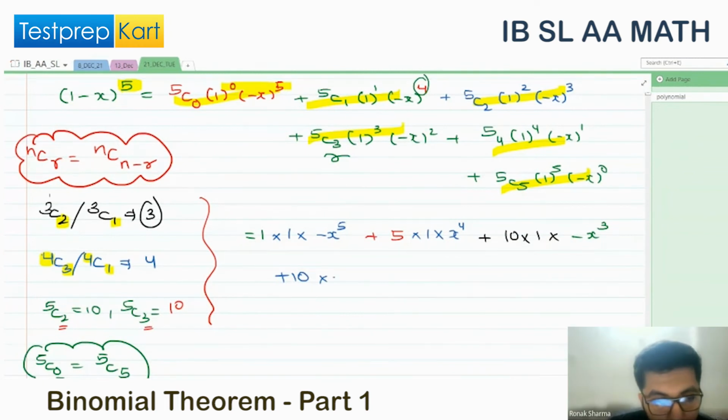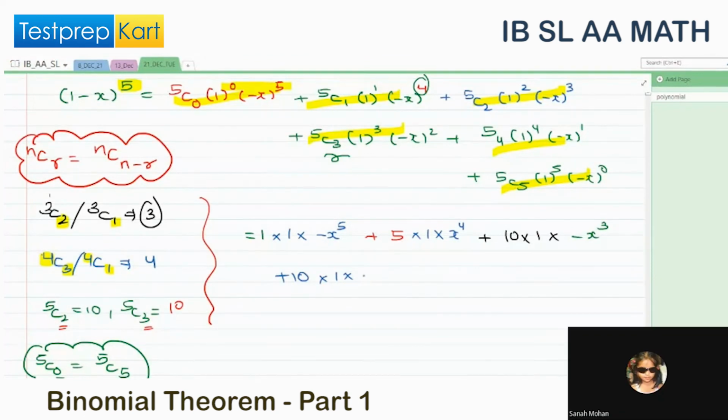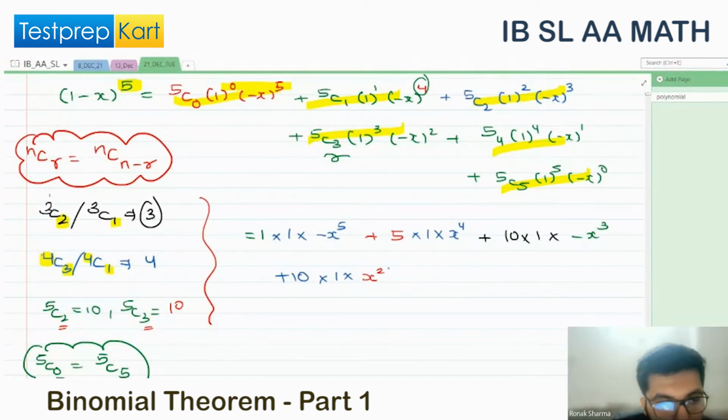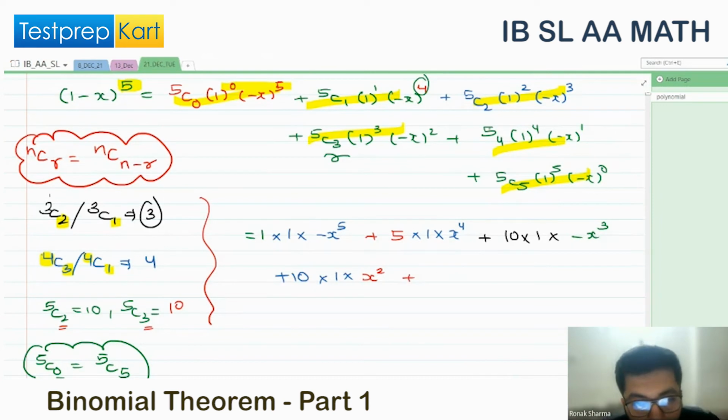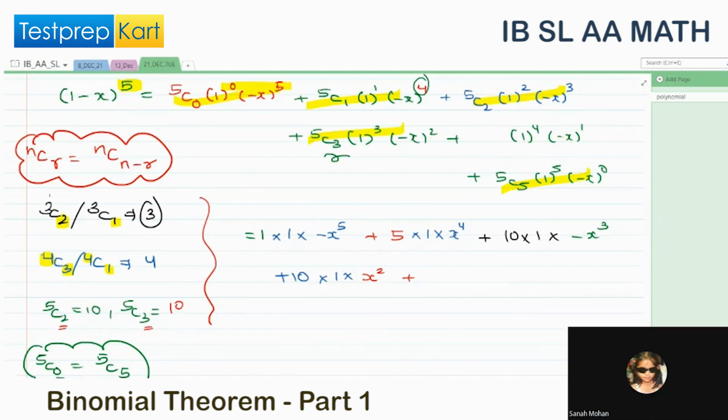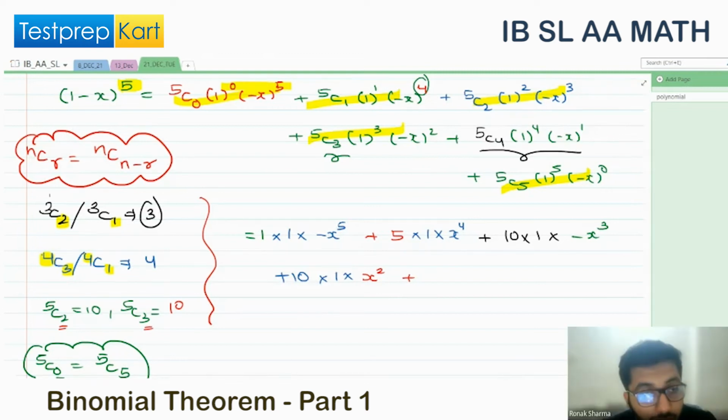Then 1 cube is 1, minus x square will be positive x square because the negative sign is absorbed by the even power. Okay. Then 5C4 will be what? Equal to which thing? 5C4 is equal to 5C1.